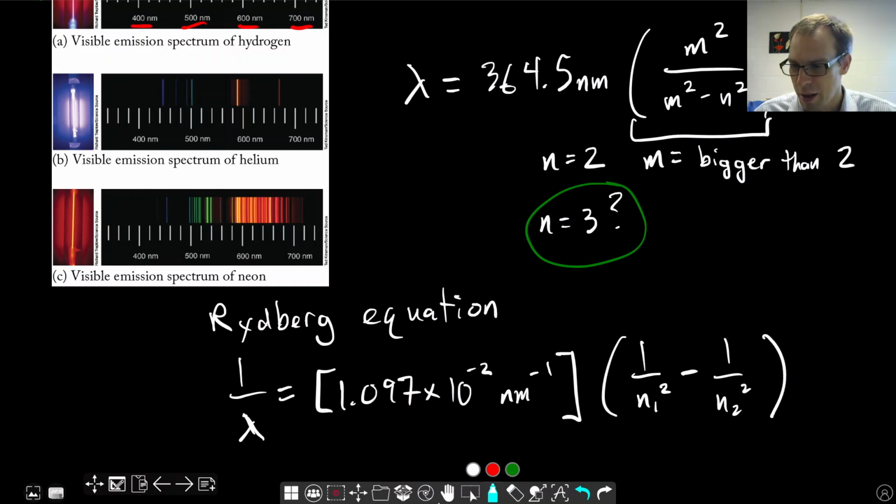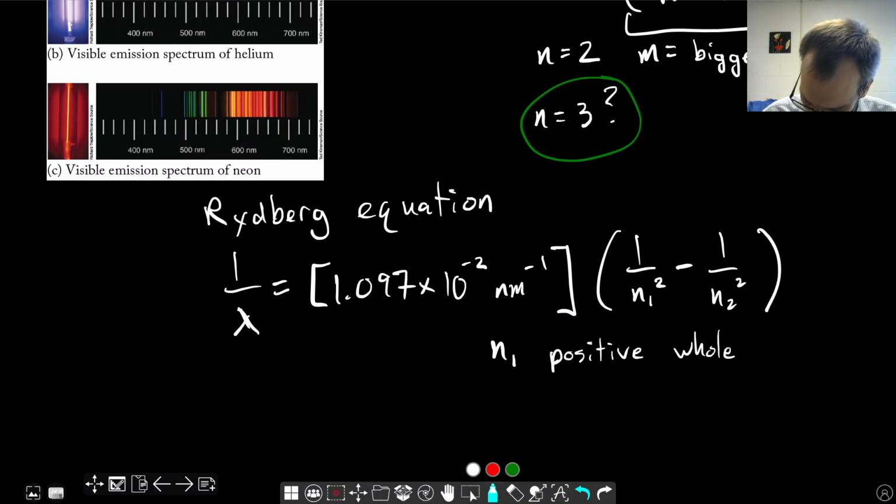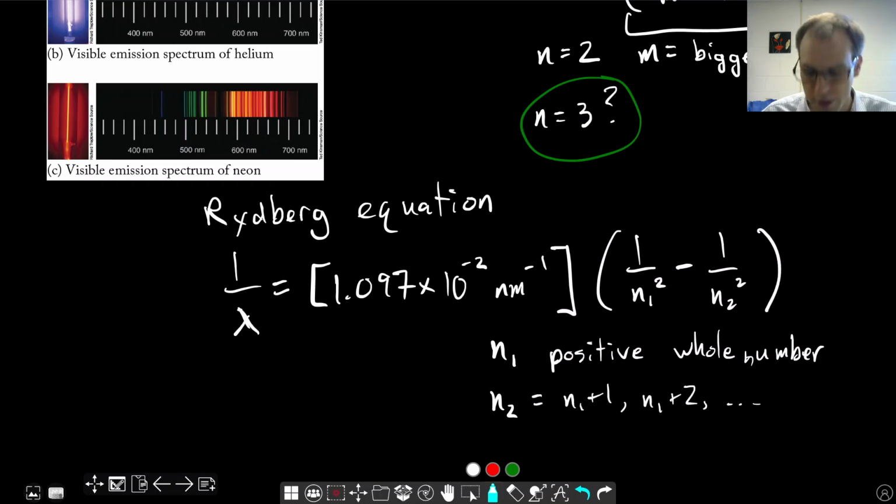Let's explain real quick. This constant is just a constant that he saw fit the data, but for the numbers n1 and n2, n1 is a positive whole number, and n2 is equal to n1 plus 1, n1 plus 2, and so on. So n2 is bigger than n1, kind of like our n and m previously for just looking at the Balmer series.